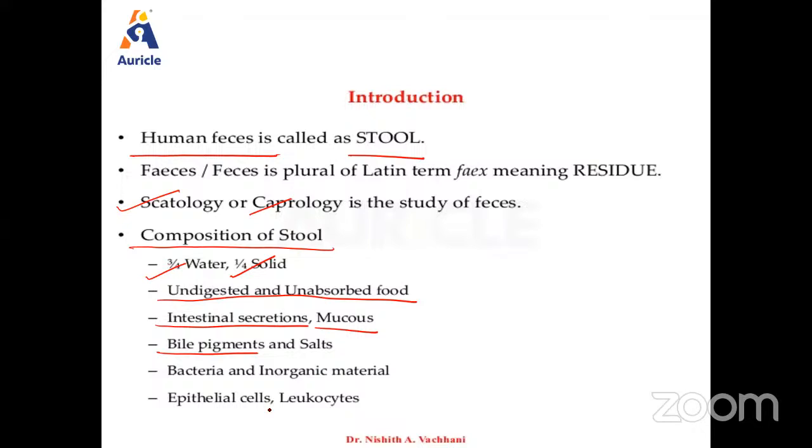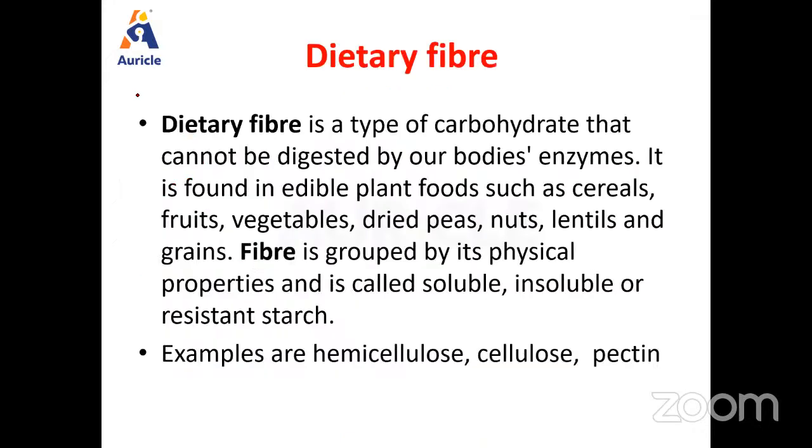Now, another thing is dietary fibers. We're going to learn what dietary fibers are and what the main importance of these fibers is. Basically, dietary fiber is a type of carbohydrate that cannot be digested by our body's enzymes. For the digestion of dietary fibers, we require a particular enzyme known as cellulase, and that is not present inside the human body. Because of this, dietary fibers cannot be digested by our own body enzymes, right?